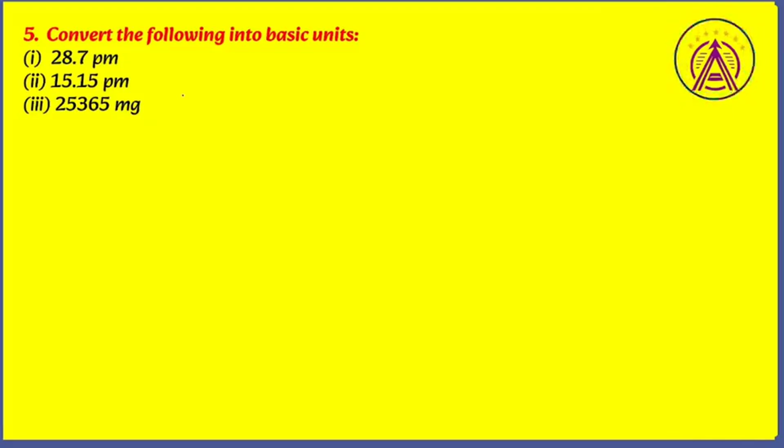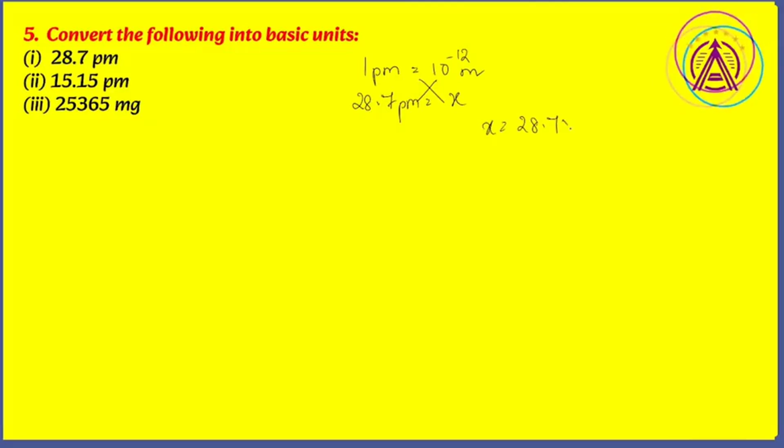Okay, so let us quickly see. In the previous video I explained the conversions, the prefixes and the multiples which need to be used. So picometer, we know that 1 picometer is nothing but 10 to the power minus 12 meters. So if I have 28.7 picometer, cross multiply. This will be x. X is equal to 28.7 into 10 to the power minus 12 divided by 1 meter. Correct? So this is nothing but 28.7 into 10 to the power minus 12 meters.